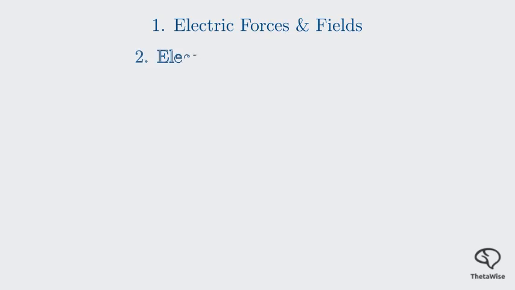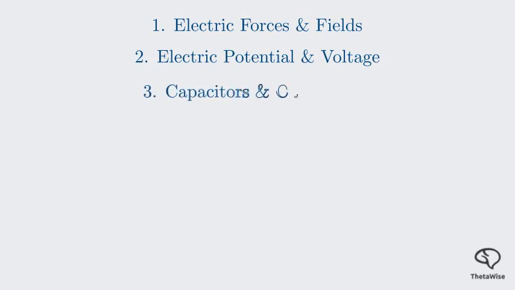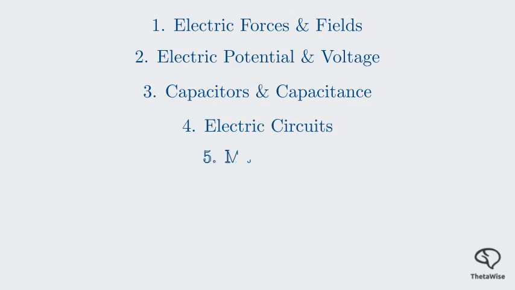Next, we'll explore electric potential and voltage, which describes the energy associated with electric fields. Then we'll investigate capacitors and capacitance, devices that are fantastic at storing electric charge and energy. After that, we'll build electric circuits, focusing on how charges move and interact in closed loops. And finally, we'll wrap things up with magnetism, the counterpart to electricity, and see how the two are intimately connected.